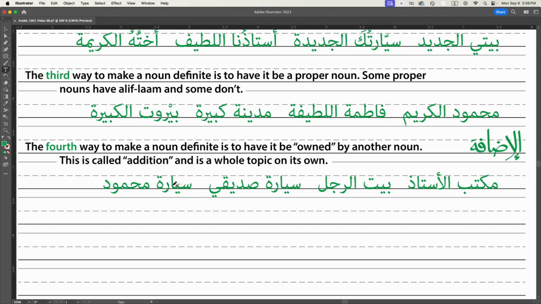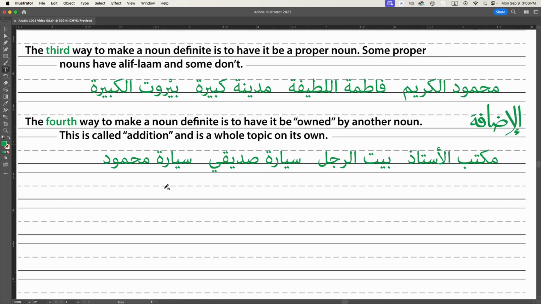And here we have sayyarat Mahmud, the car of Mahmud or Mahmud's car. Neither one of these words has alif lam, but they're both definite. Mahmud because it's a proper name, and sayyara because it belongs to Mahmud. So again, I'll cover this in a whole unit by itself.